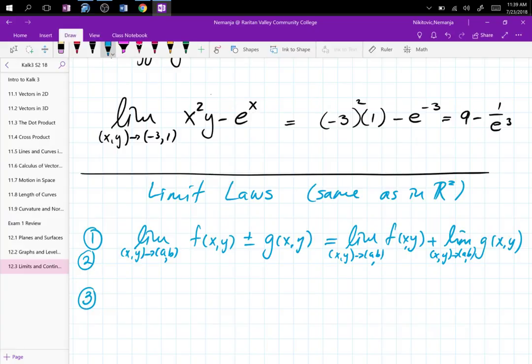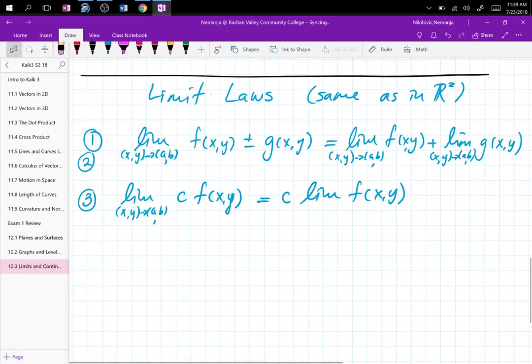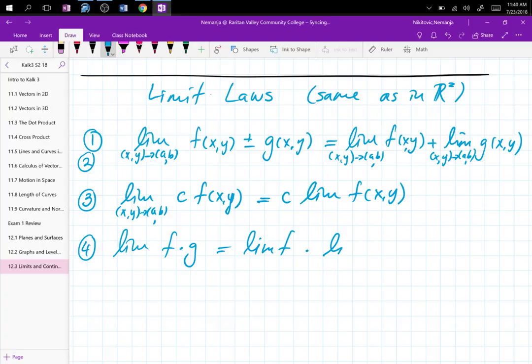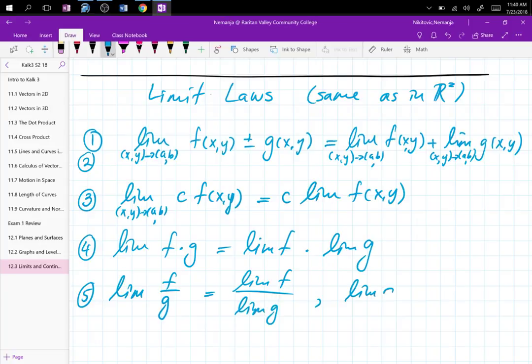Now property 3 is the constant multiple, which says that the limit of xy going to ab of c times f of xy, you can keep the constant outside. This rule has been with you forever. And then just focus on the limit of xy. 4 and 5. So we have product and division. These do not work for derivatives, right? They only work for limits. So limit of f times g is the limit of f times the limit of g. I'm shortening this now. I'm not writing the x and y. The notation is given up there. So this is the limit of f divided by the limit of g, provided that the limit of g is not 0.